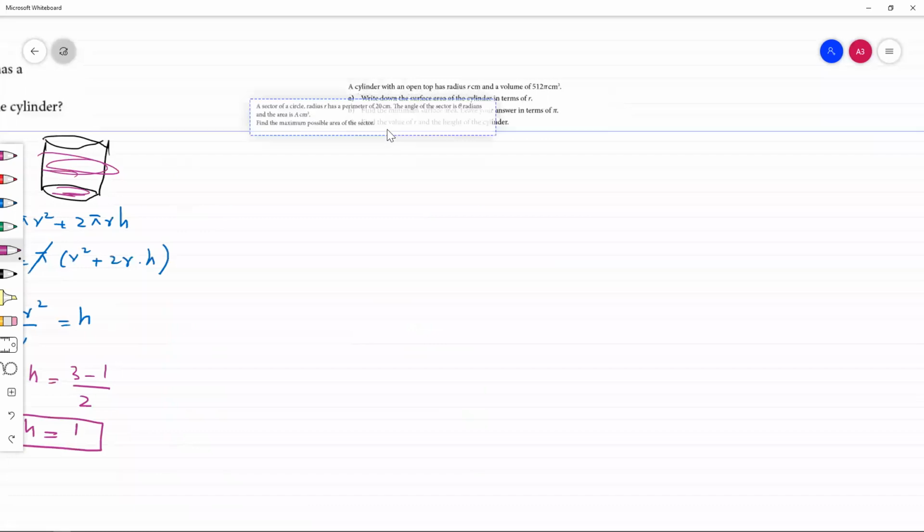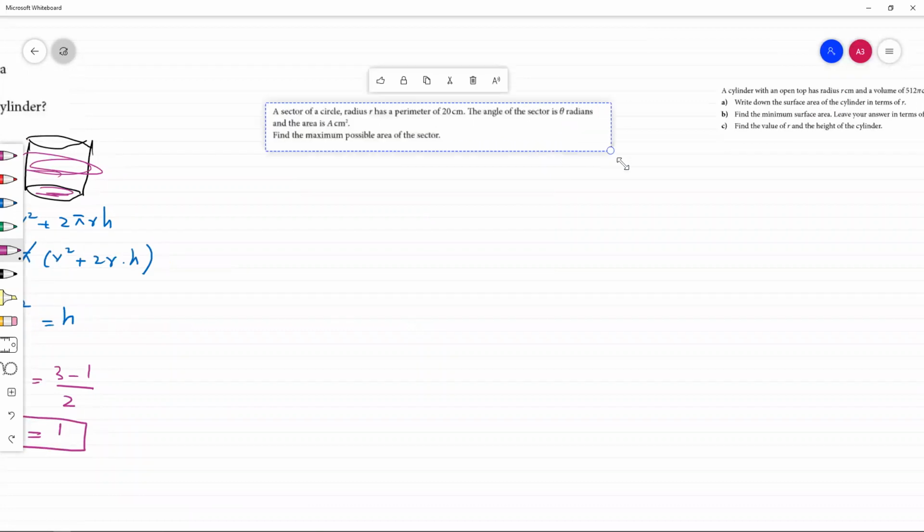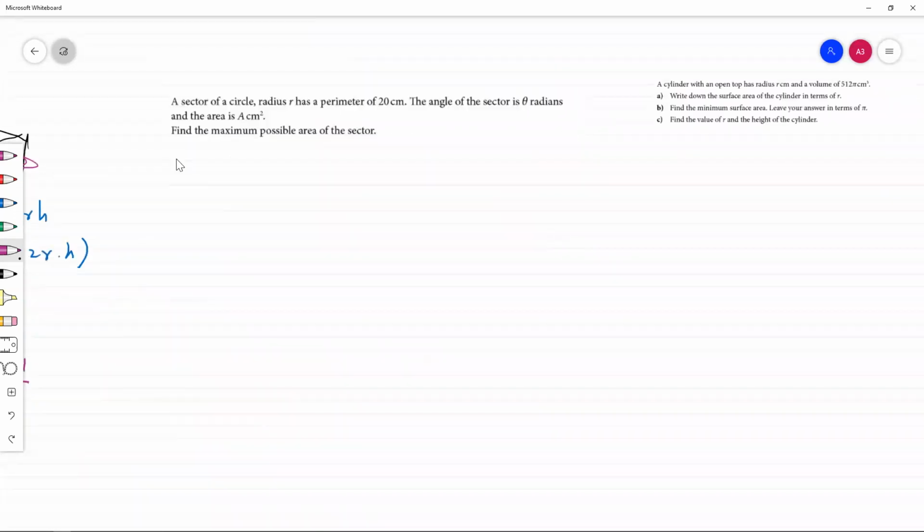So the next and the last example, we have just one more example here. The sector of a circle of radius r has a perimeter of 20 centimeters. The angle of the sector is theta radian and the area is A centimeter square. Find the maximum possible area of the sector. It means you have to find the maximum area of the sector. The formula of the area of the sector is 1 by 2 r square theta, while theta is in radian. He's talking about a sector, so we use the area formula for the sector.